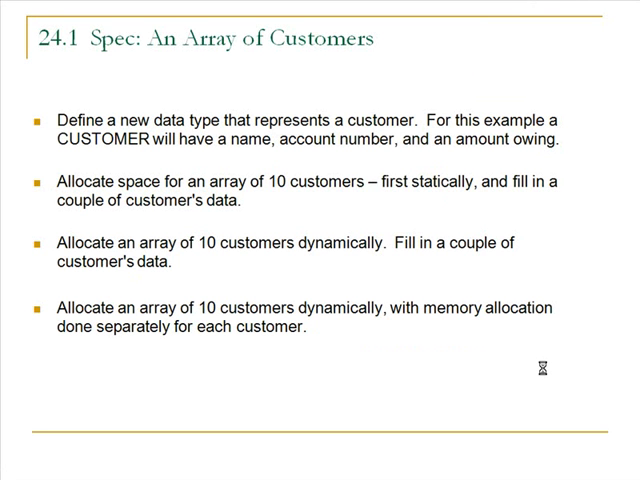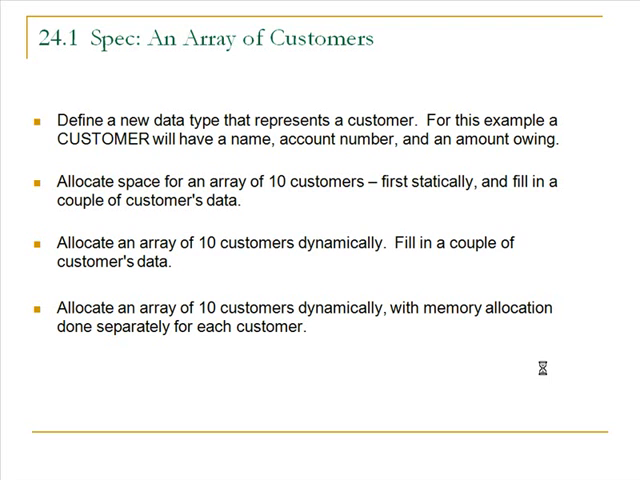So let's look at the spec which we'll use to exercise some dynamic memory allocation. We're going to jump right into allocating space for structs. We're going to make a new data type called a customer, and this customer will have a name, an account number, and an amount owing. I guess a customer would be much more interesting in real life. This is going to be a small example because I can't fit too much code on the screen while I'm recording it.